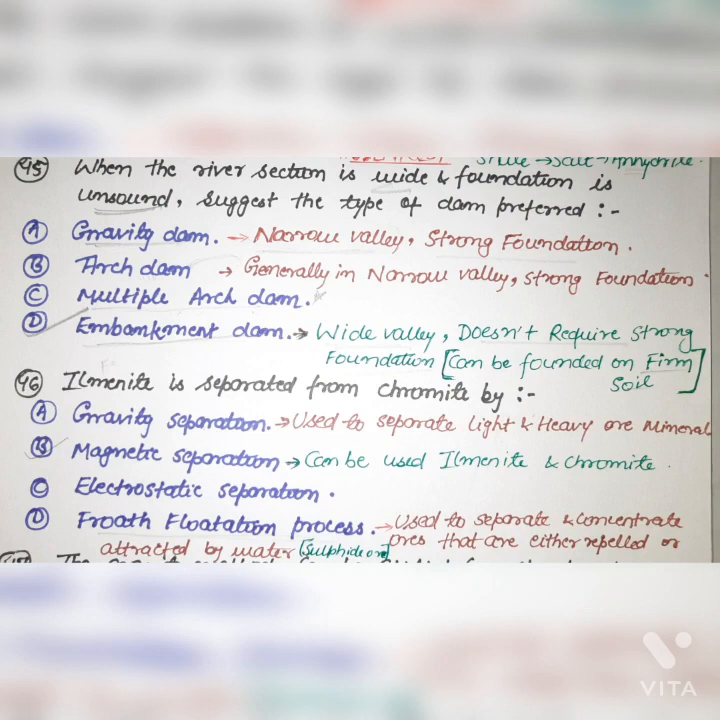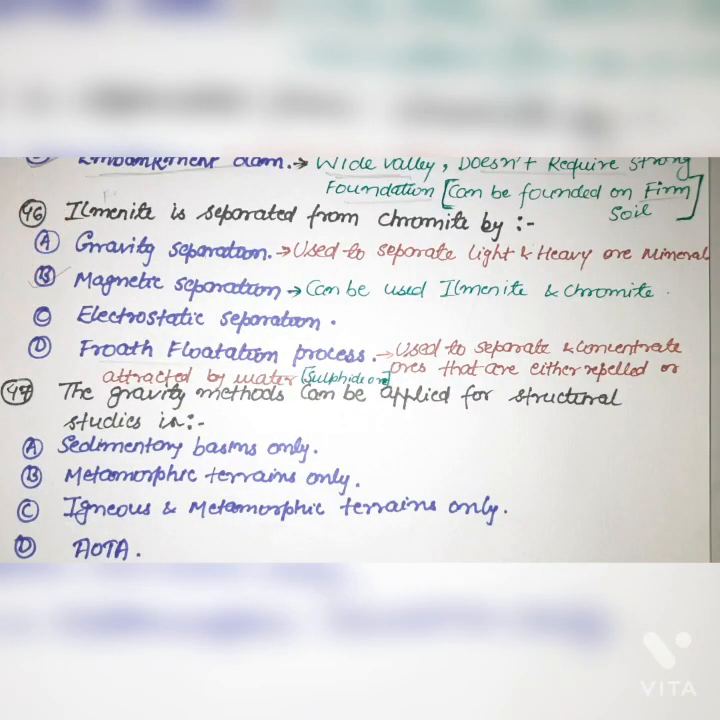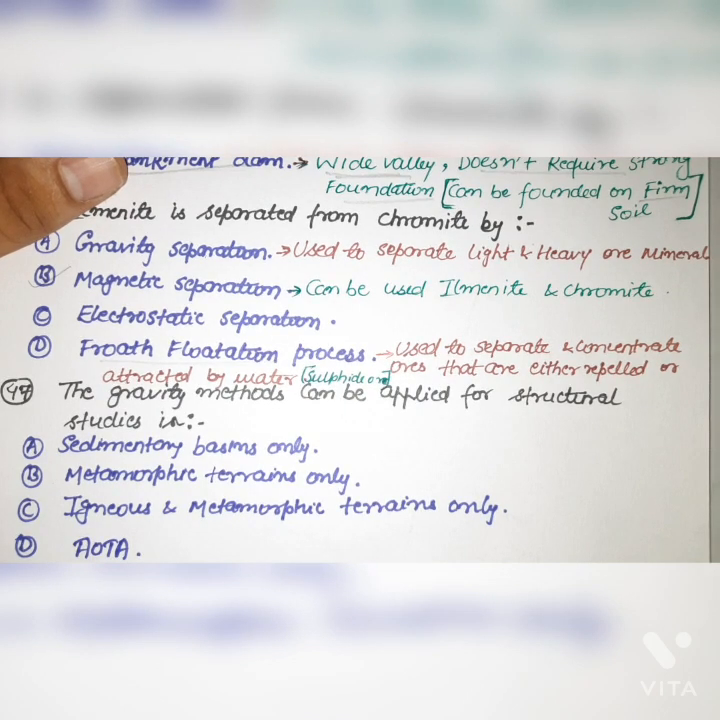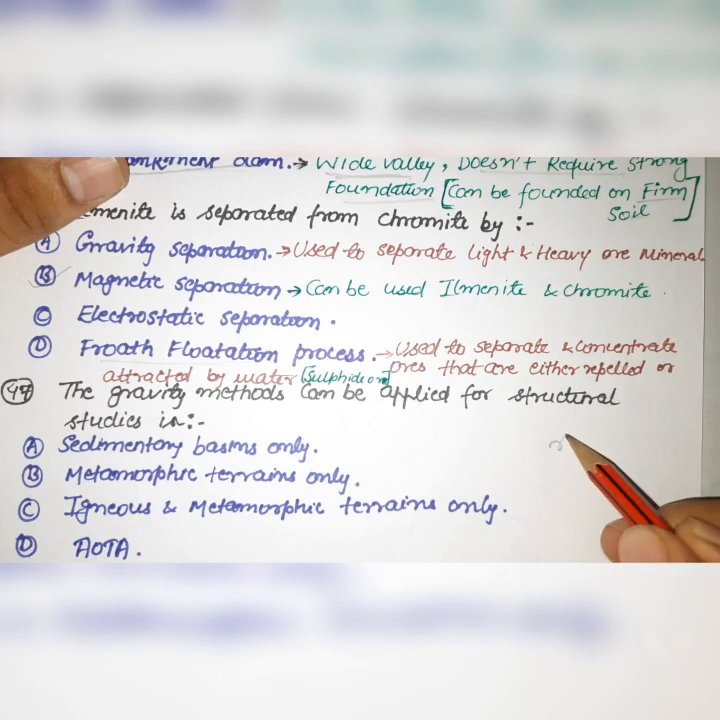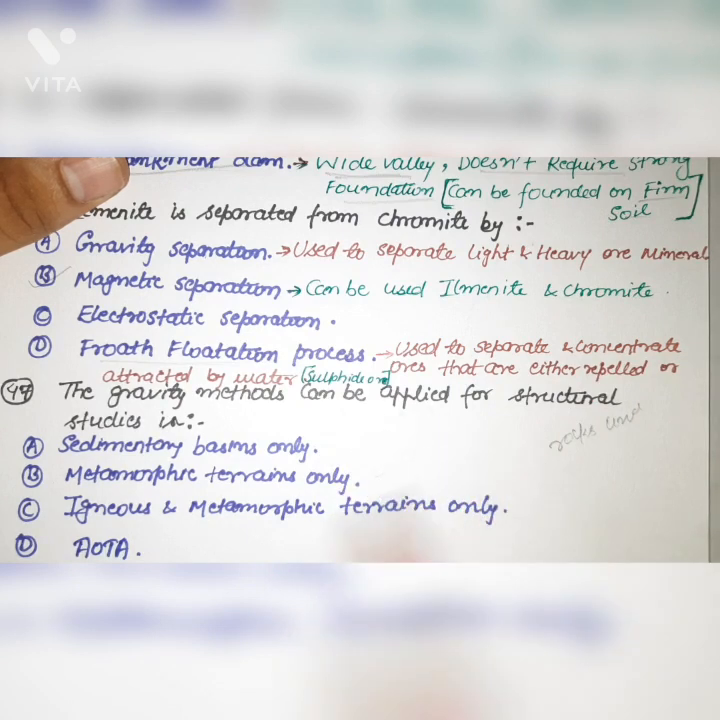Now the next question says, gravity separation methods can be applied for structural studies in. So what is the gravity method? Gravity methods are used in exploration, and these are based on detecting variations of the Earth's natural gravity field. The surface gravity at a specific location is a function of the rocks underneath. Now this rock may be sedimentary, metamorphic, or igneous also. So gravity methods can be applied for structural studies in all the sedimentary, metamorphic, and igneous terrains.